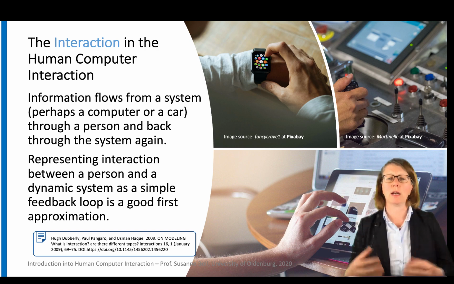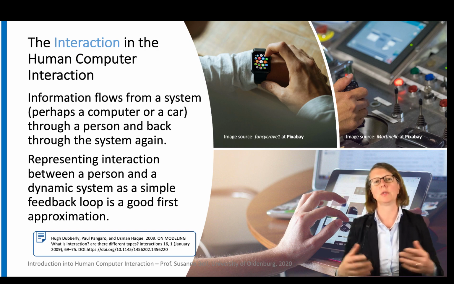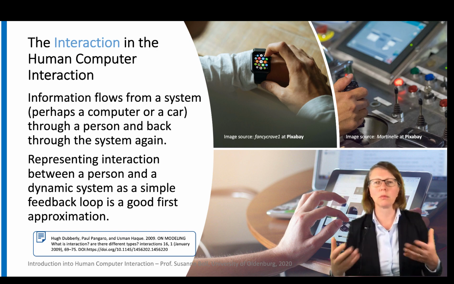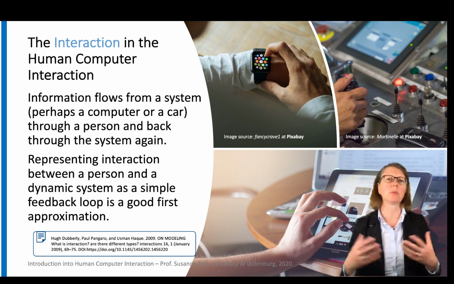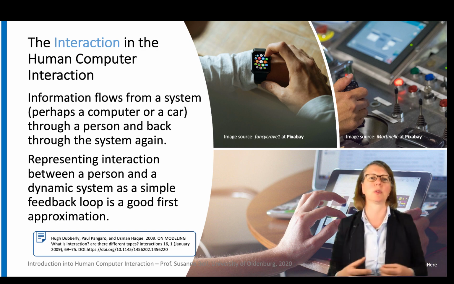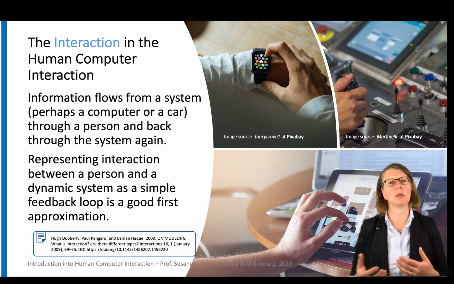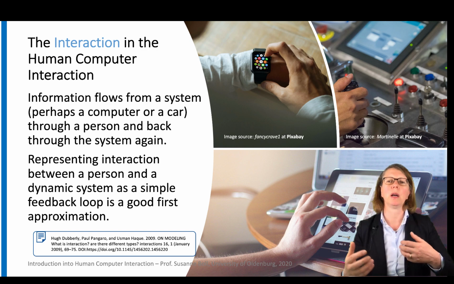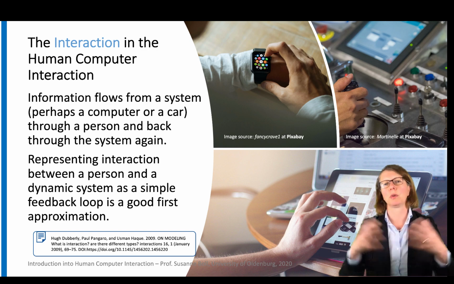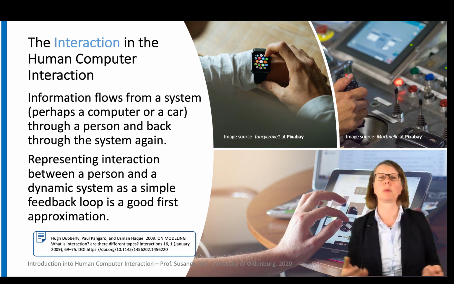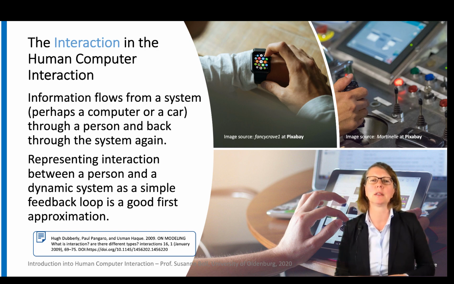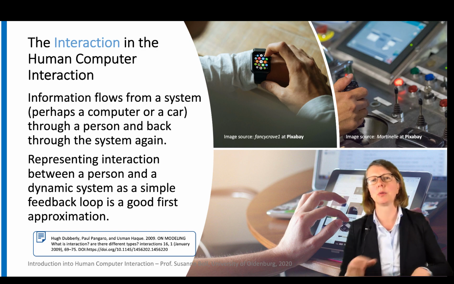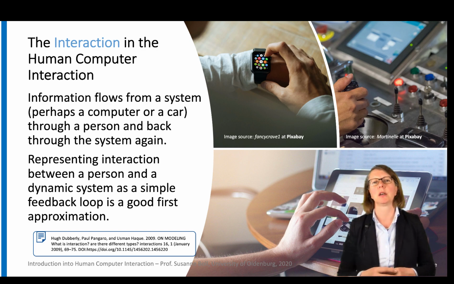So we had the interface, the human, and now the interaction, which is defined as the information flow from a system, maybe a computer or car, to a person and back and forth. So we talk about interaction as a dynamic system, as a feedback loop, as a first approximation. We see three examples from our daily life. We have a smartwatch that is indicating different apps, and we are interacting with the smartwatch as one option.